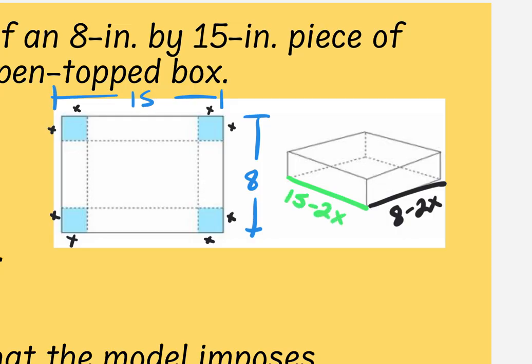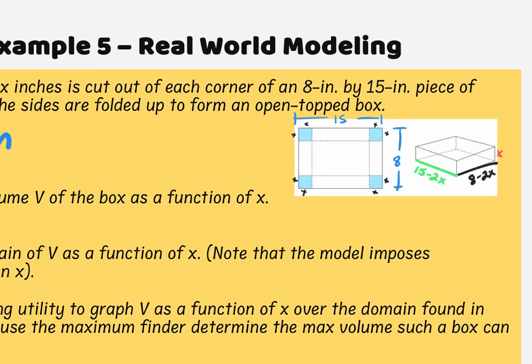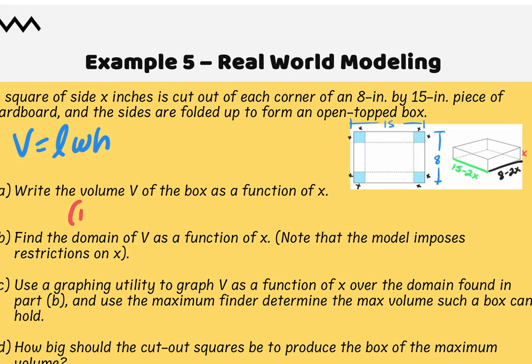Does that make sense? This is like a tricky question, but I think if you understand it, you could do it, right? Like maybe it stumps you, but also if you start to understand it, it's not that terrible. All right, so now what's the height of this box? X, because I took something like this, I folded it up. Does that make sense? Yep, so my height is x. So my volume is 15 minus 2x times 8 minus 2x times x.